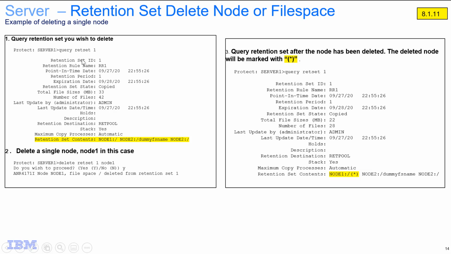Here we did a query ret set, and you can see the retention set contents out there. If we wanted to delete a single node, perhaps node 1 in this case, you could do a delete ret set 1, which is the retention set ID, and then node 1. And then it'll query you to make sure you want to delete it. And then if you went ahead and did the query ret set 1 again, you'll see that node 1 is now marked with an asterisk denoting that it's been deleted.